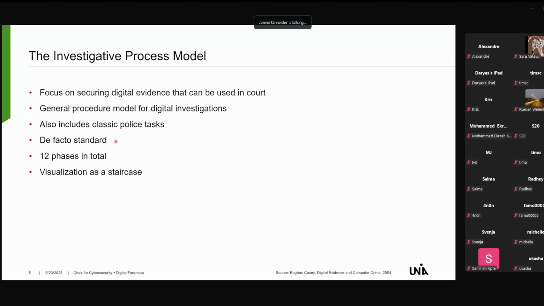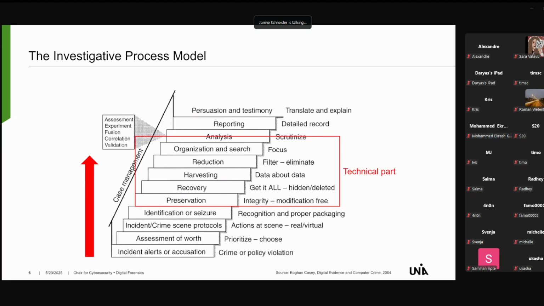Especially in the US and in the UK, it's a de facto standard. In Germany, I'm not quite sure actually, but in English-speaking countries, it's a de facto standard. The model is divided into 12 phases, and it's visualized as a staircase. Now we will have a look at the model and each phase of it. Okay, so here you can see the investigative process model staircase. You can see the 12 phases.